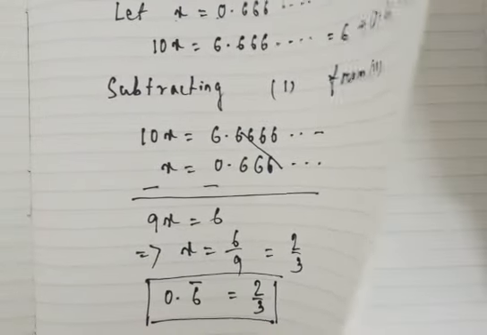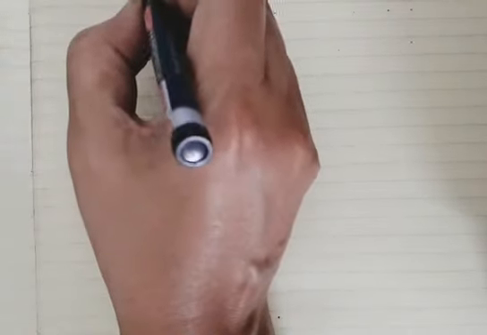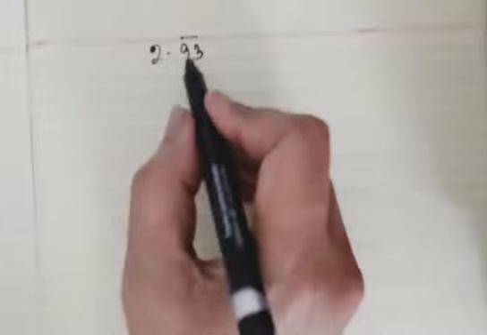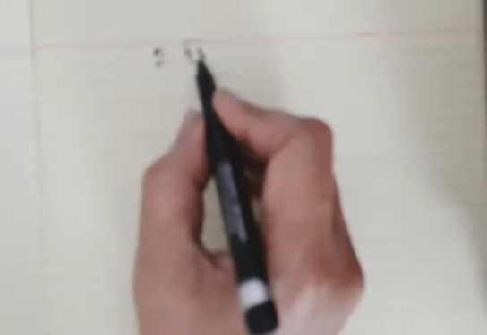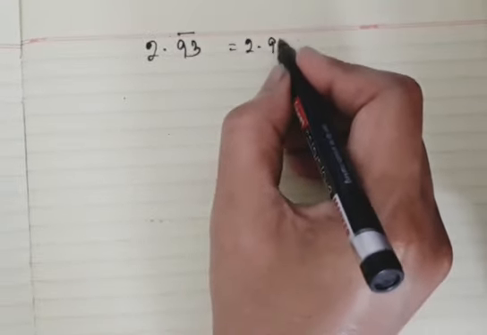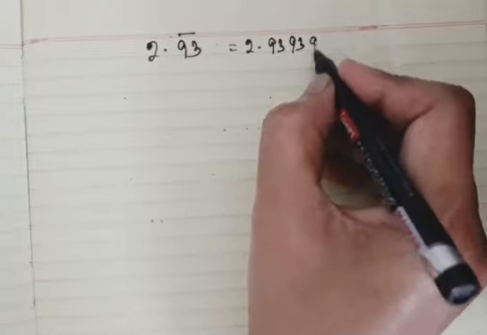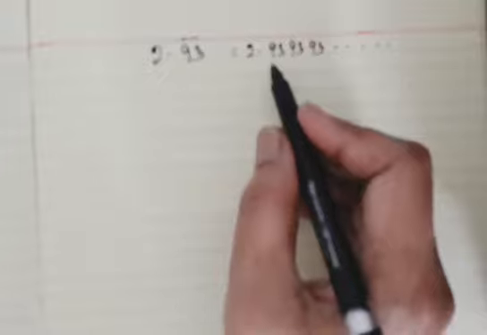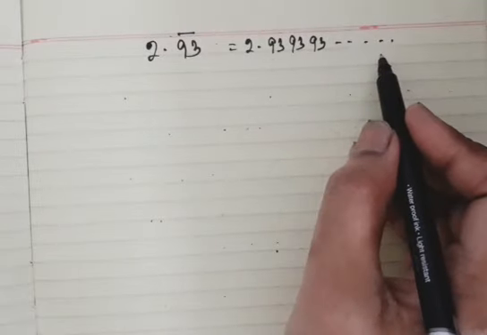Now the next one I am going to show. Suppose we have a repeating decimal, 2.93 bar. Here the bar is above 2 digits, so that means it is 2.939393. The set of 2 digits, that is 93, is going to be repeated like this.